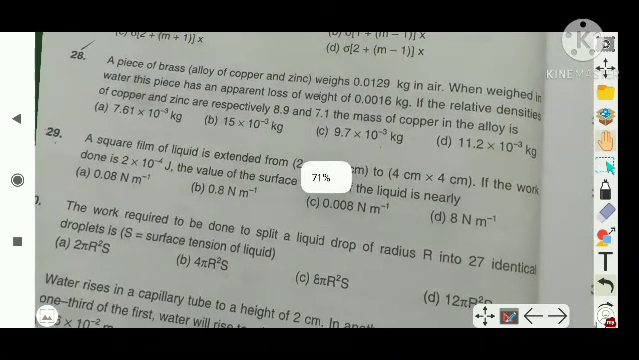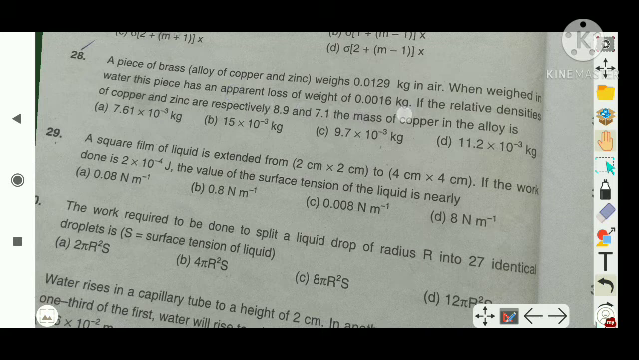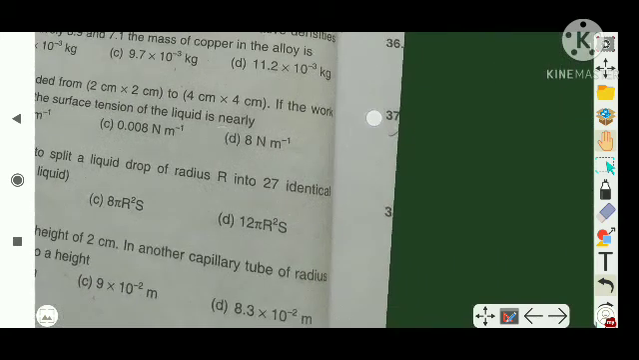A piece of brass, an alloy of copper and zinc, weighs this much in air. When weighed in water, it has an apparent loss of weight. That means its weight has been reduced. The loss of weight is already given, which is very good. The relative densities of copper and zinc are given separately: 8.9 and 7.1. You're asked the amount of copper inside the alloy. This is a very good question. Again, it's a concept based question, guys.